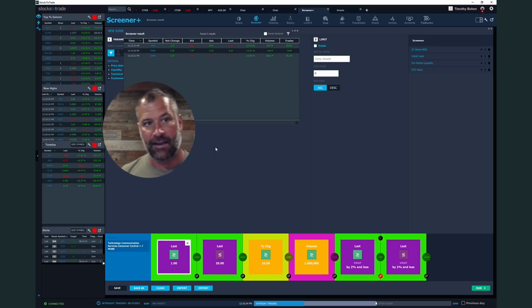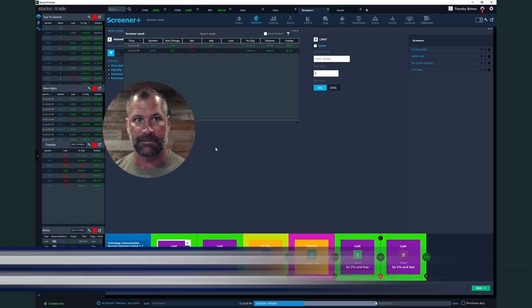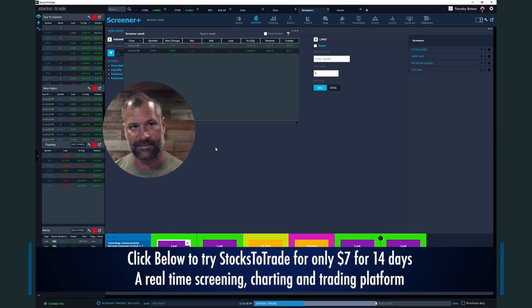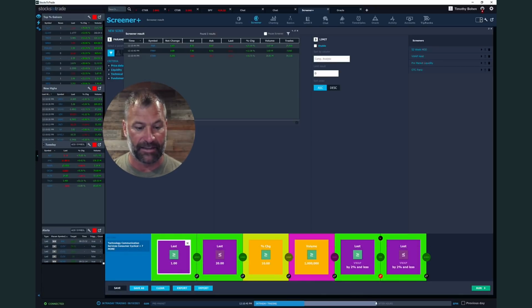So now you can see again, I'm doing this in real time. That's the beauty of StocksToTrade scanners. Real time, two or three stocks, all the same idea, all the same chart pattern, all setting up into the afternoon.